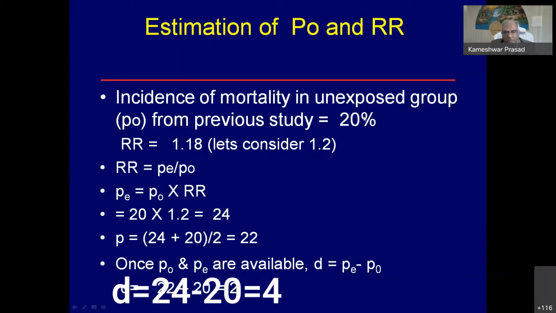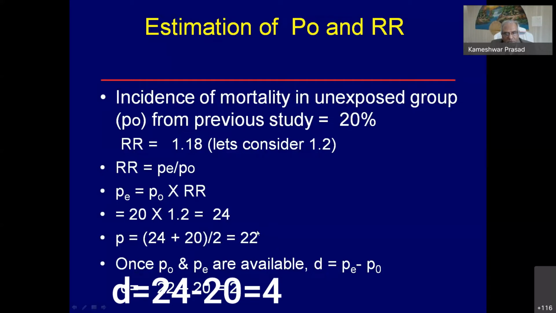And then you have 20%, which is P0, this is the control group. Remember, like I used the word PC in randomized trials, that is 20%. Now, what will it be if they are exposed? So you have to multiply P0 with the relative risk. So basically it is saying that those who are exposed will have 1.2 times mortality, or 20% more mortality. So you have to multiply 20 by 1.2, which gives you 24. So 24% is the second one. What is the average of the two? 24% plus 20% divided by 2 is 22%.